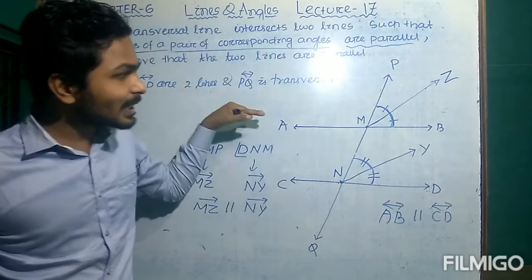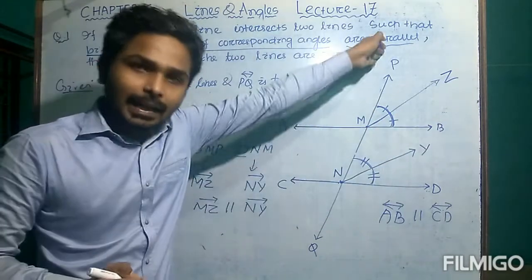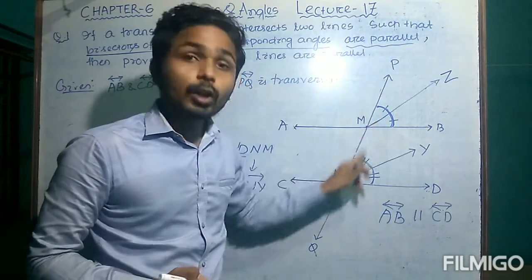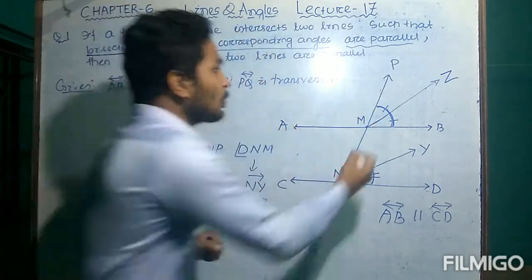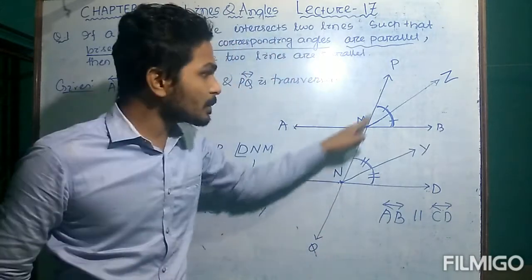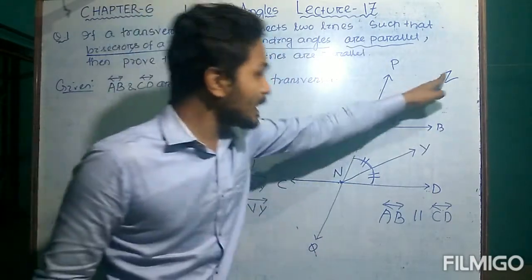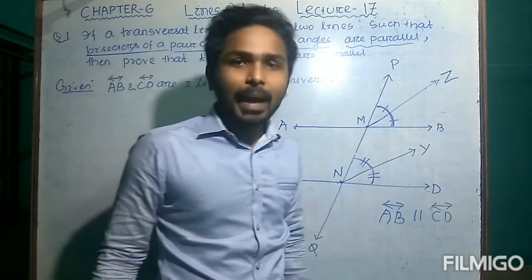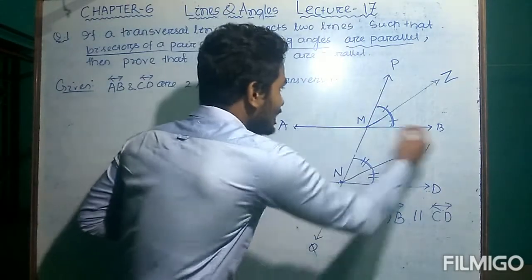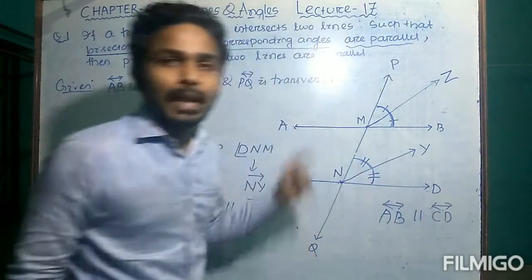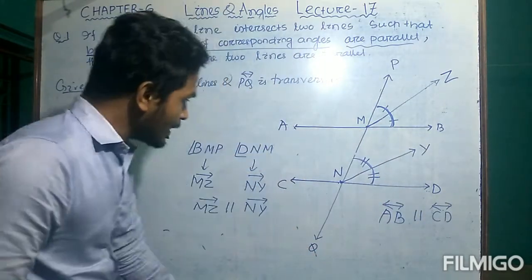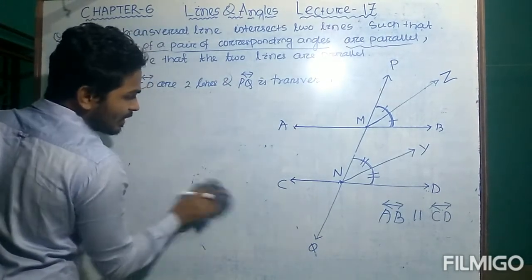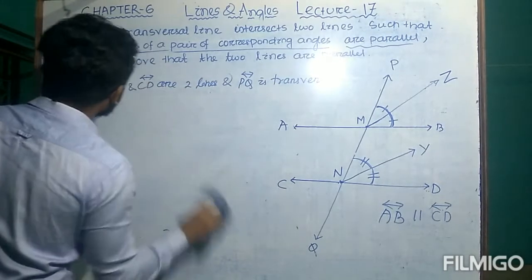According to the question, it is given that there are two lines AB and CD and there is a transversal line PQ. Then we have two corresponding angles. Now we draw the angle bisectors of such corresponding angles, MZ and NY. According to the question, these angle bisectors are parallel, and you have to prove that this line is parallel to this line, AB parallel to CD. Understood? So let us prove. First we have to write what is given in the question.